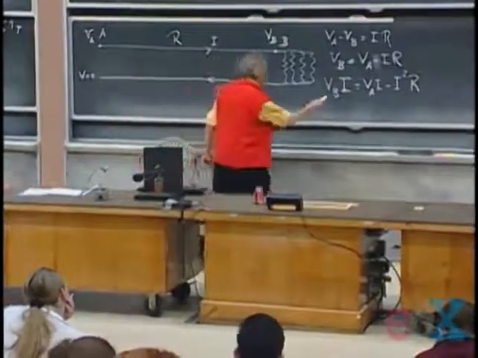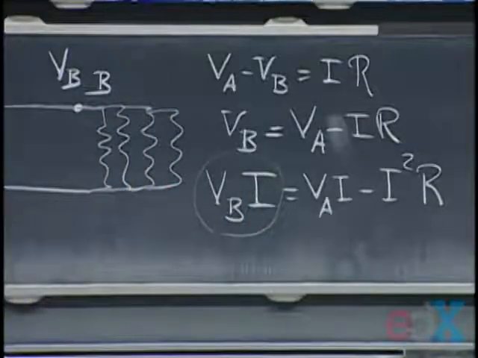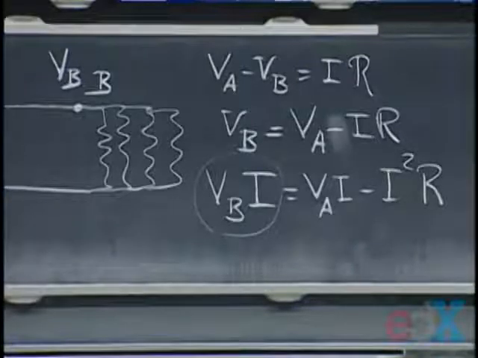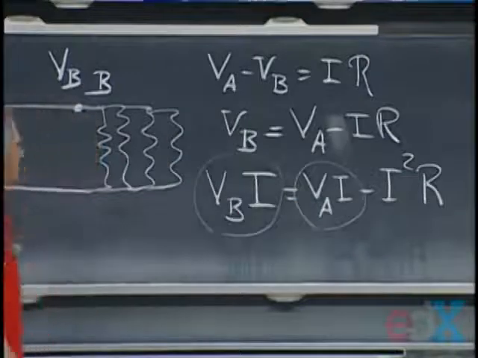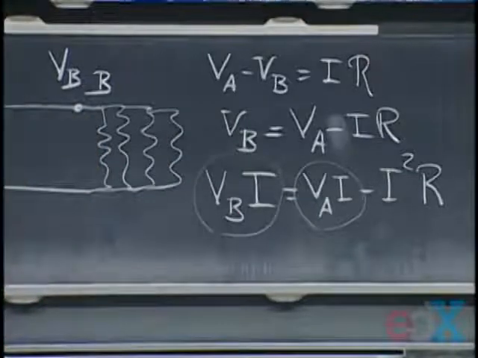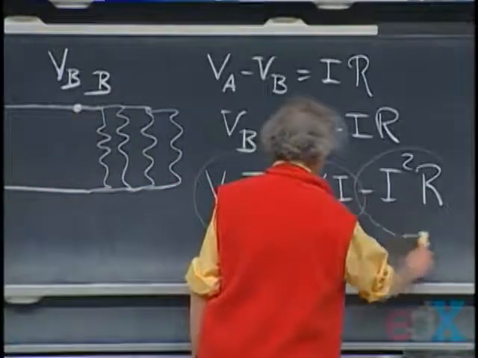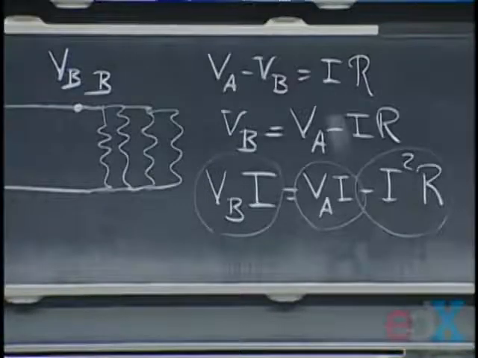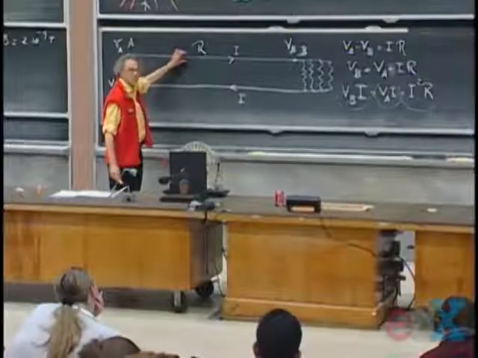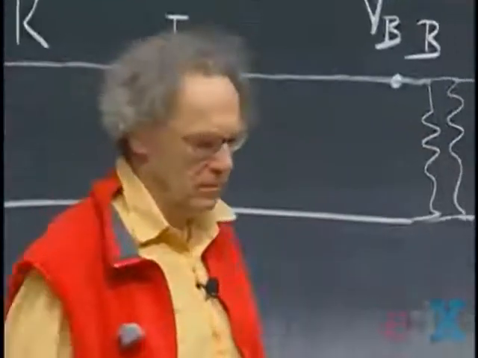What is this? This is the energy per second that we are consuming. What is this? This is the energy per second that the power station is delivering to us. What is this? That's lost energy. It's the I square R, it is the heat produced in this cable. It goes into the universe, it's gone.